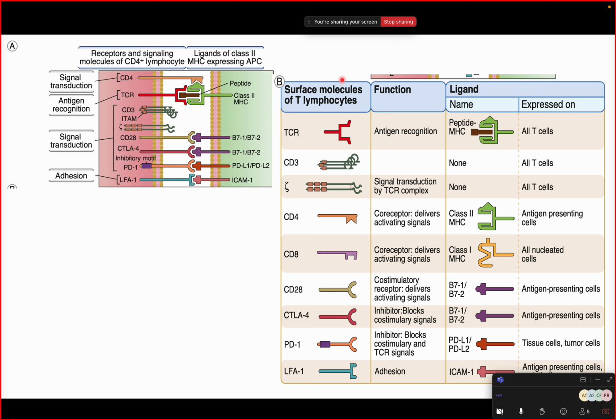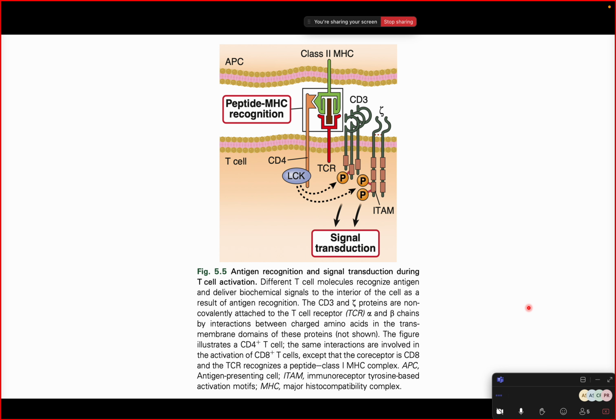Okay, so these are the major surface molecules on the T cell, and their receptors, or say their corresponding ligands on the antigen presenting cells. Now again, we are still in the cell mediated immunity part.